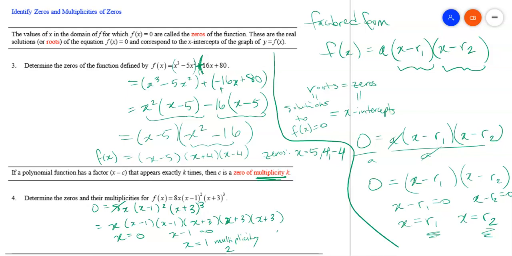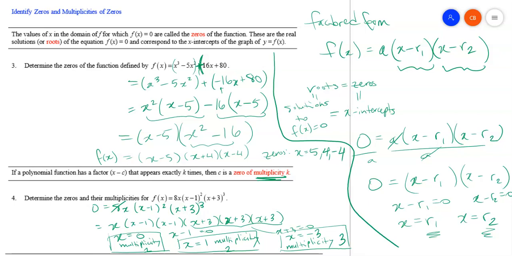And then because of these terms over here, x plus 3 equals 0 gives us that negative 3 is also a 0, but this one appeared 3 times, and so we would write that x equals negative 3 has a multiplicity of 3. And these would be the zeros with the multiplicity. So this one that only appeared once, we could say that it has multiplicity of 1. And so 0 with a multiplicity of 1, 1 with a multiplicity of 2, and then negative 3 with a multiplicity of 3. Those are the zeros with the multiplicities.